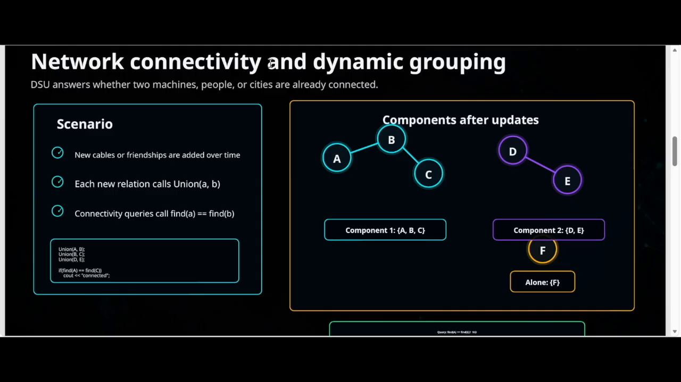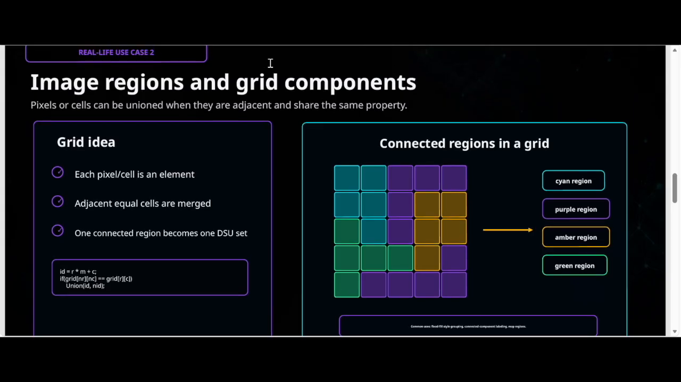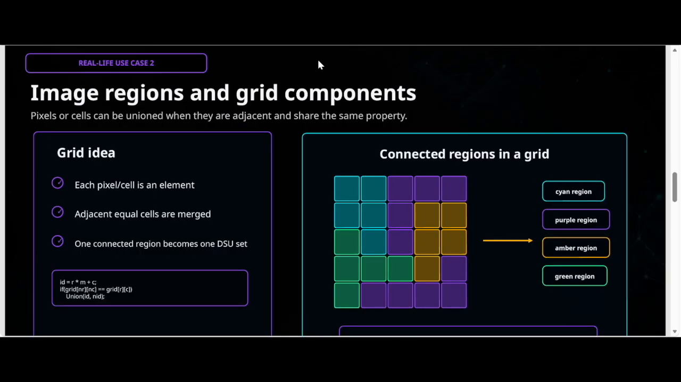Since we have discussed the networking part, let's move to the second usage in real life of DSU. Imagine the perfect example of DSU can be as complex as an image. The image regions and grid components can be connected when there is similarity in each cell. In the figure we can see different components such as a purple region, amber region, green region and cyan region.